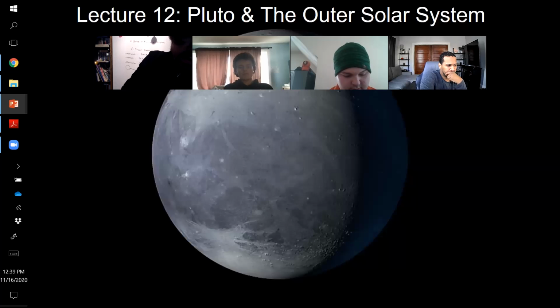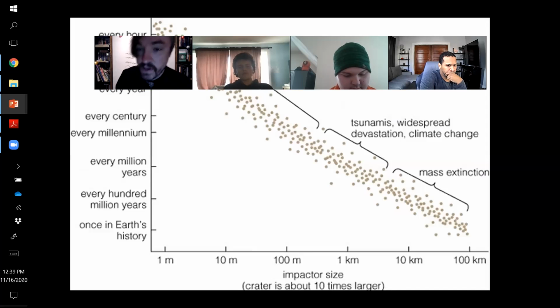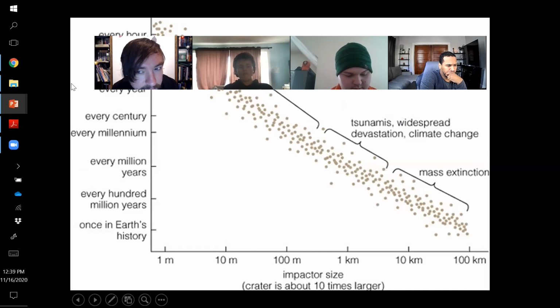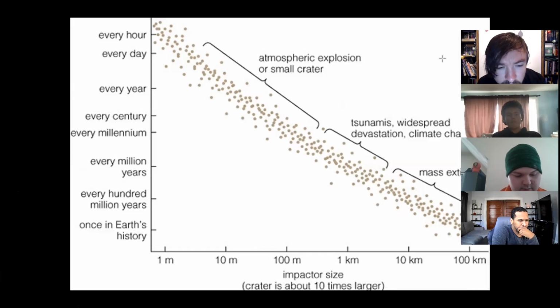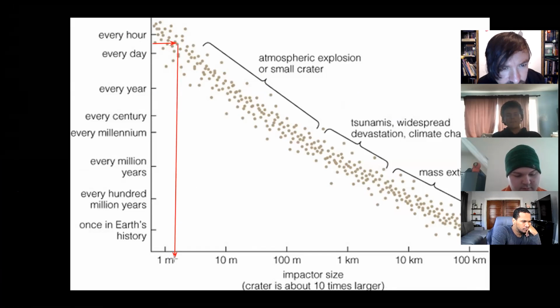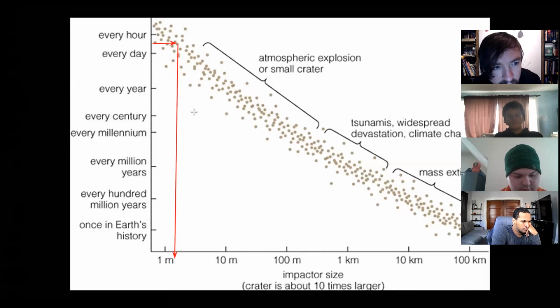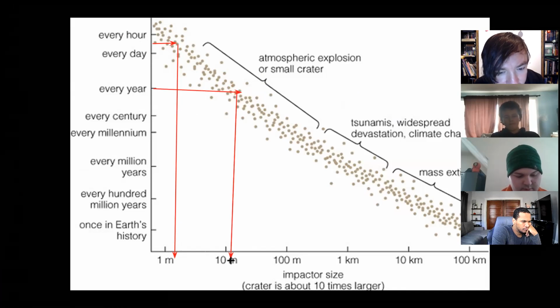Function F5-109. So to answer that question, every hour of every day, Earth is struck by a 1 meter size object, which, as Enrique suggested, will burn up in our atmosphere. But every year, we can expect to get struck by something of order 10 meters, which will make a small crater or an atmospheric explosion, like that one that we saw in Peru.